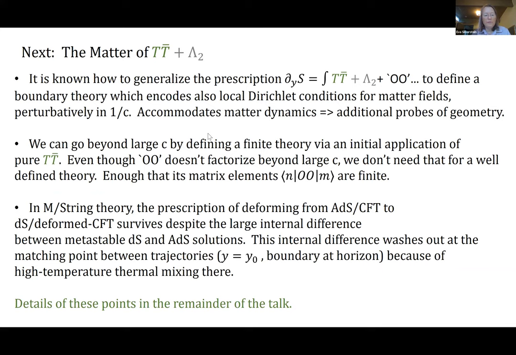So let me move now to the matter. So far, I described something that matches perfectly at the level of pure gravity, but there's a world of models of quantum field theory that should live on de Sitter in our world. Of course, we know what that is. And it's important to capture the local physics of that bulk matter properly as well. Just doing this pure TT̄ plus lambda 2 doesn't accomplish that. You can think about that as from the start of the procedure, where we add this double trace operator that changes the boundary conditions for gravity, but doesn't do anything to those of the other fields in the bulk.